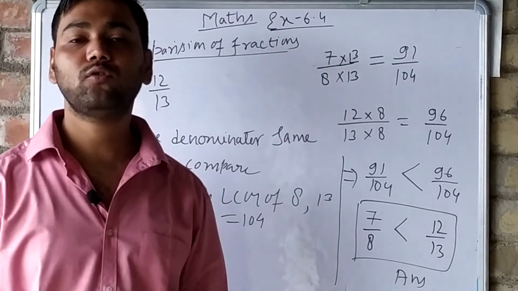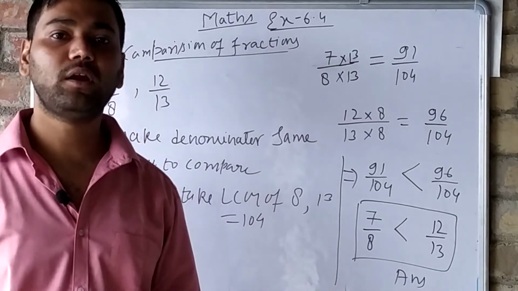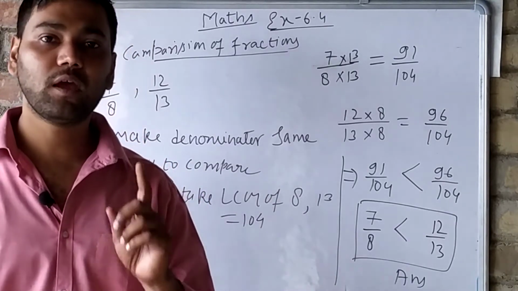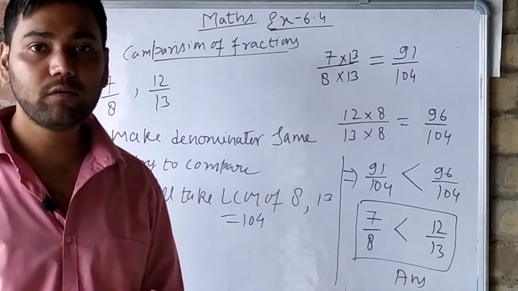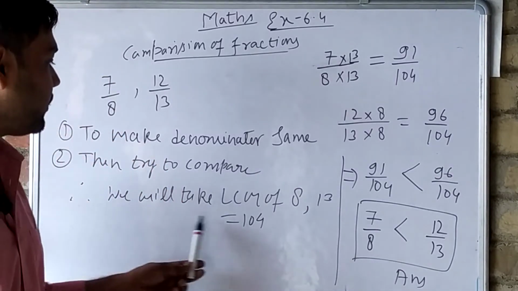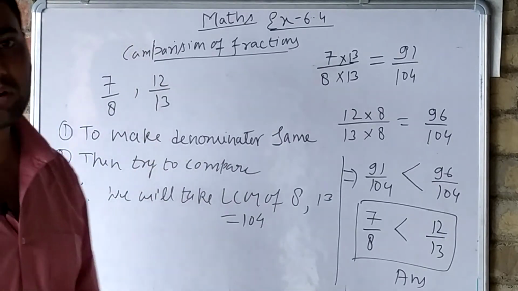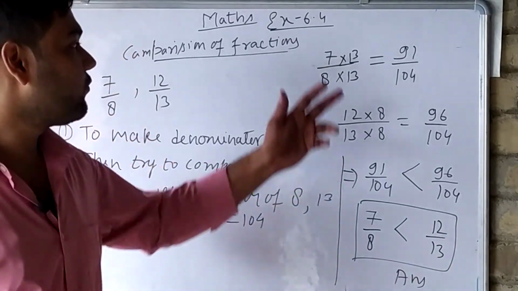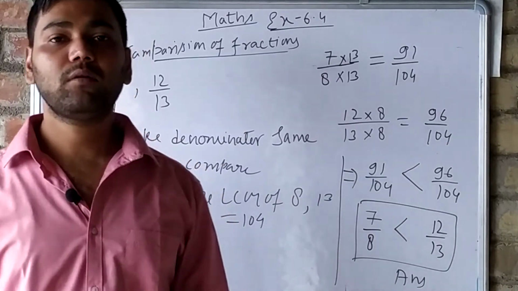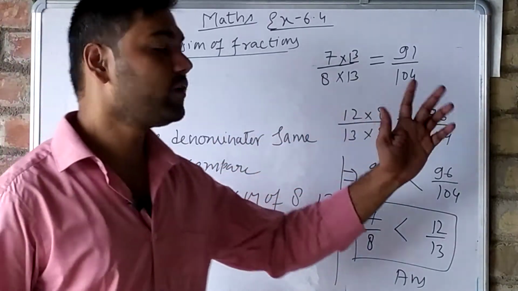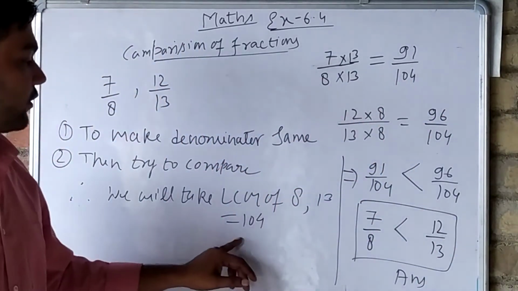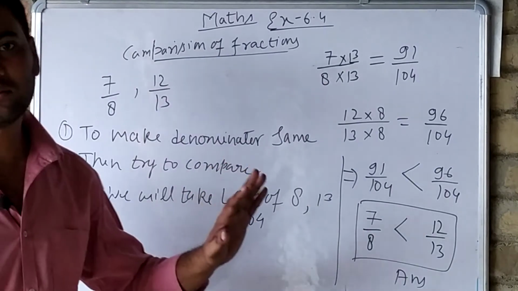Okay. What we have to do? We have to make the denominator same. Remember one thing, we have to make the denominator same. And how will we make the denominator same? We will take the LCM of the denominators, and try to multiply by that number by which we get the denominator that we have taken as LCM.